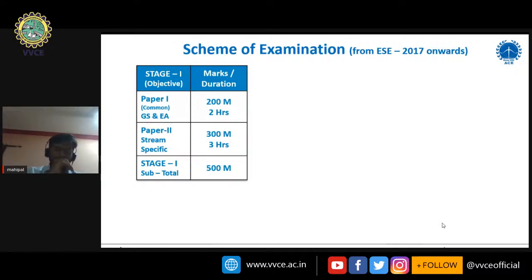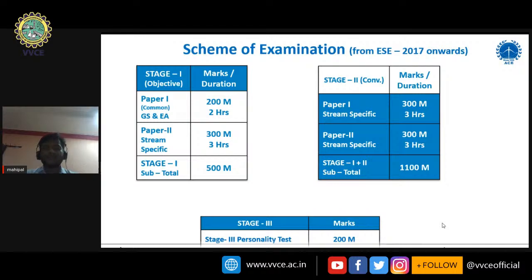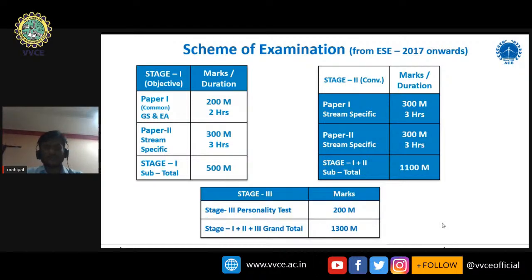You need to qualify in the paper 1, you need to qualify in the paper 2, and you need to get cutoff marks out of 500. Then you will go to the stage 2, that is called mains, also called conventional, a conventional kind of examination, which is also going to have 2 papers: paper 1, paper 2, 300 marks. So total is 500 plus 600, that is 1100 marks. If you qualify again in stage 2 also, then you are going to attend the interview. That is called personality test, which is for 200 marks. So the total examination is for 1300 marks.